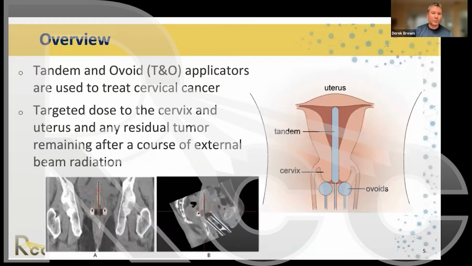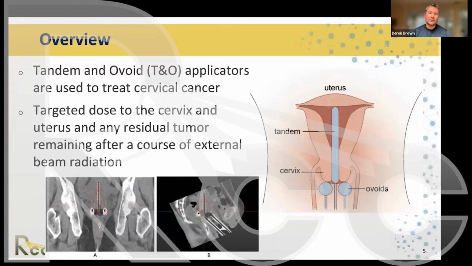Okay, tandem and ovoid applicators used to treat cervical cancer. That's what we just talked about. And target dose to cervix and the uterus. And the purpose of doing this is it's typically used in combination with external beam radiation therapy. So the patient would go through a course of external beam radiation therapy. Once they're finished that course, then we would have used tandem and ovoid to boost the cervix and uterus regions.